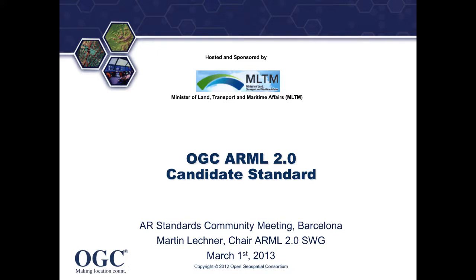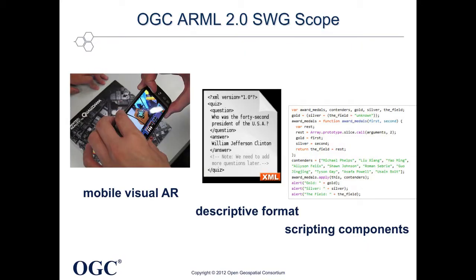Here again, Martin Lechner, CTO of Wikitude and chair of the ARML 2.0 standards working group within the OGC. I'm here to talk a little bit about ARML 2.0 and what this is all about, where we stand, and what the next steps are. This is what ARML 2.0 is all about.